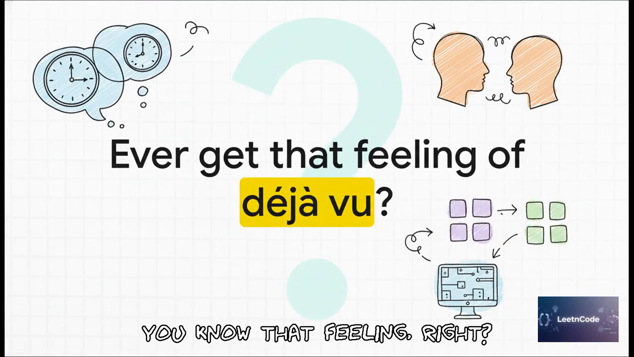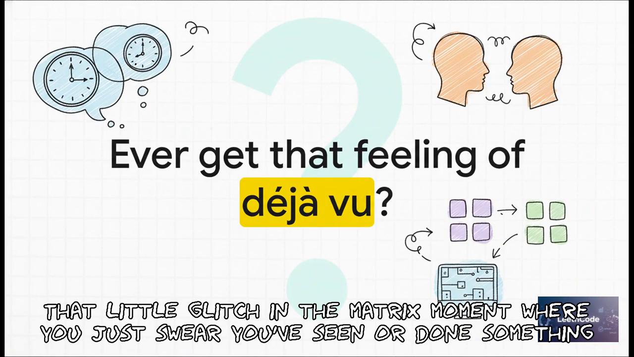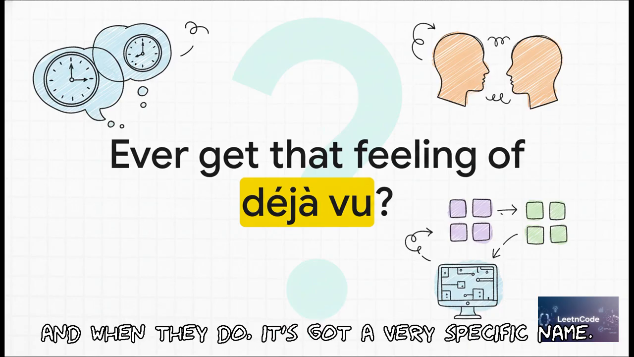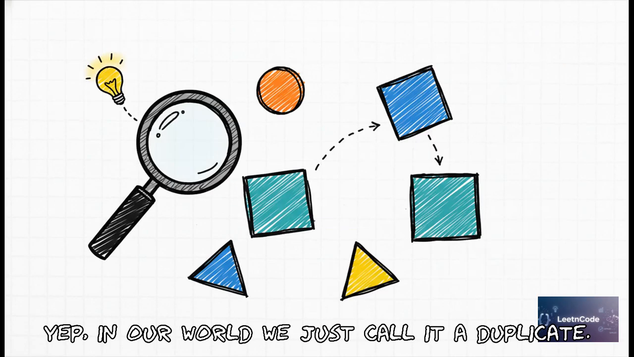You know that feeling, right? That little glitch in the matrix moment where you just swear you've seen or done something before. It's a weird human thing, but it turns out computers get their own version of déjà vu, and when they do, it's got a very specific name. Yep, in our world, we just call it a duplicate.